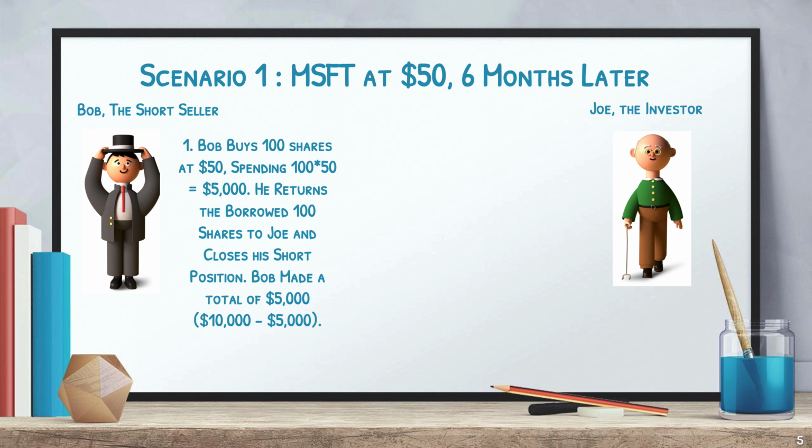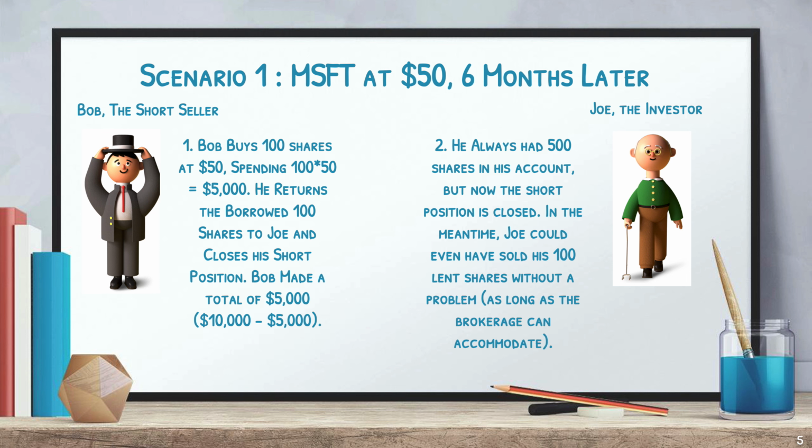Now he returns the borrowed 100 shares to Joe and closes his short position. That's how we call it. He's closing his short. And so Bob, during this phase, actually made a total of $5,000. Remember, he sold 100 shares, made $10,000. Now he's buying them back for $5,000 since the stock price went down, and he pocketed $5,000.